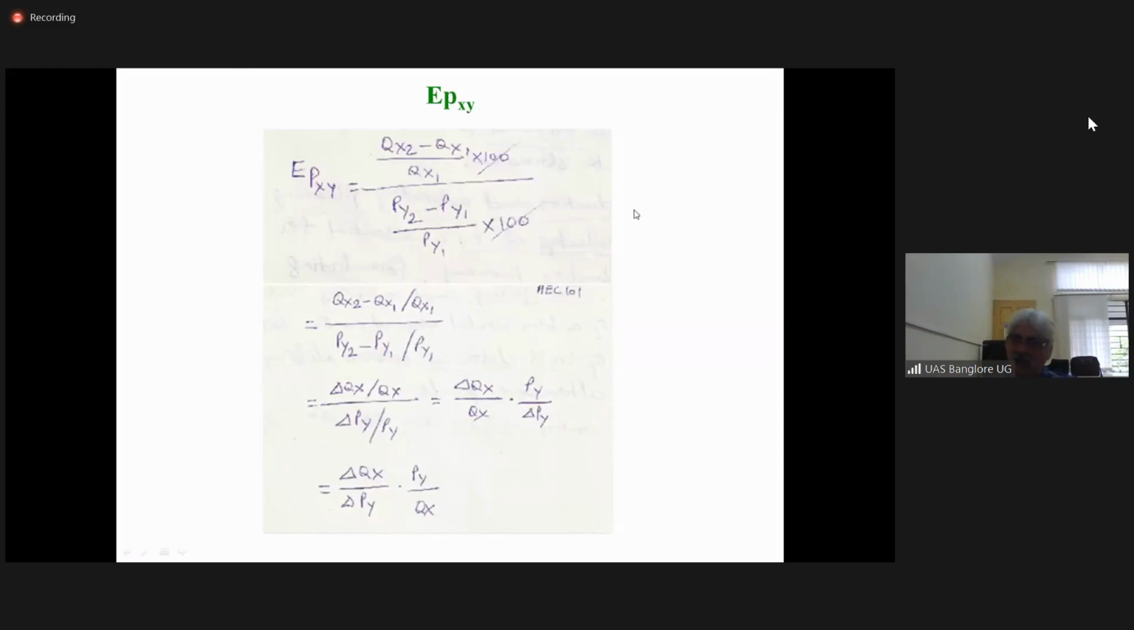The formula derivation is the same. QX2 minus QX1 by QX1 into 100. Instead of PX, we say PY2 minus PY1 by PY1 into 100. The 100s get cancelled. Ultimately, we get delta QX by delta PY, multiplied by the original price of one by the quantity of the other.